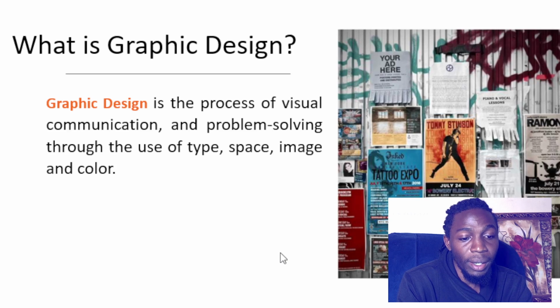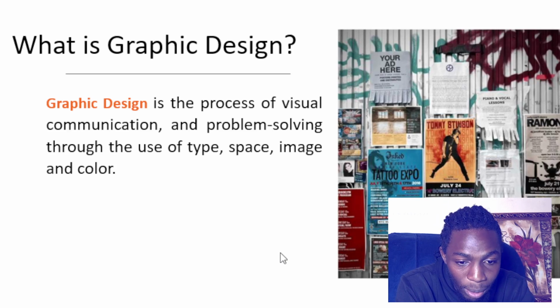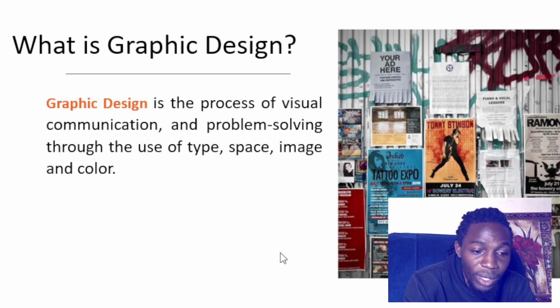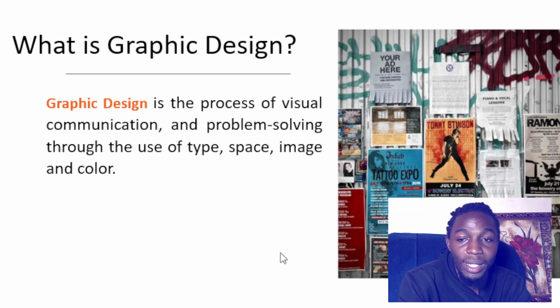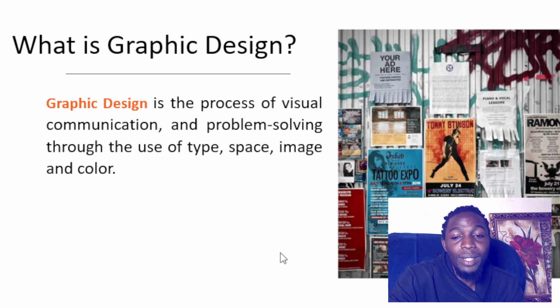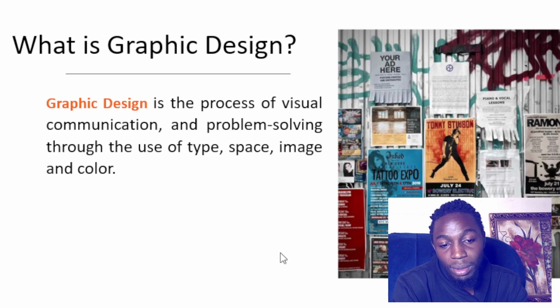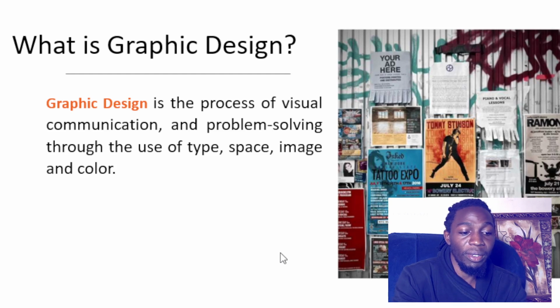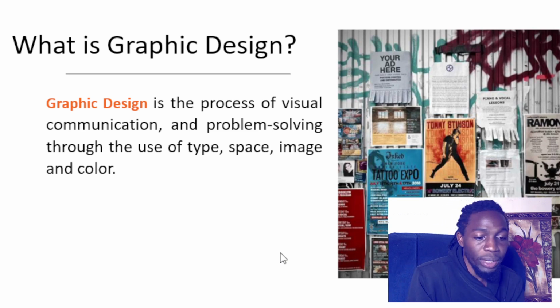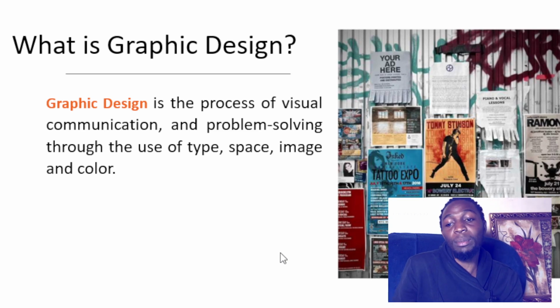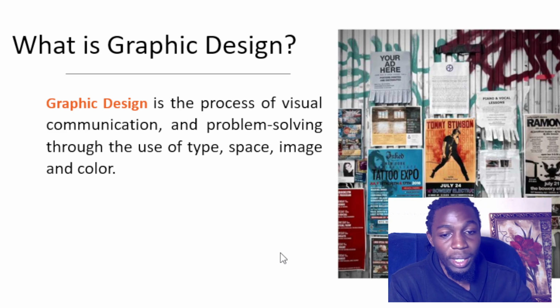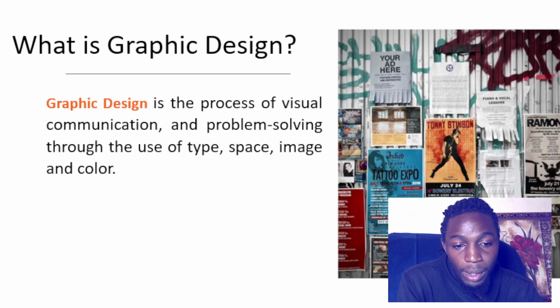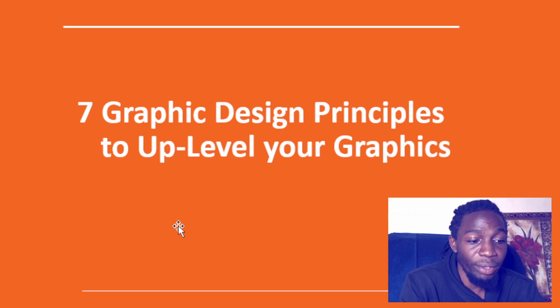It's all about problem solving. And when it comes to problem solving, we solve the problem through the use of type, space, image, and color. Our work is just to bring the image. For example, a client gives you a statement, and you produce an image of the statement. It's like a prompt, an image prompt. You are given a prompt in form of text, but you bring it in form of an image. That's about graphic design. So we are going to discuss only 7 design principles.